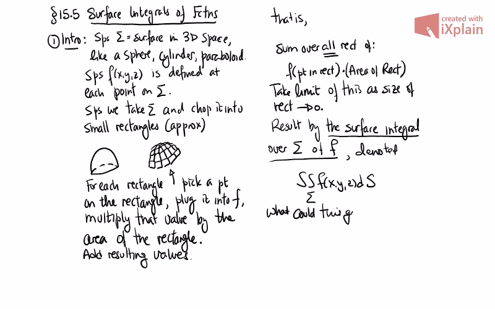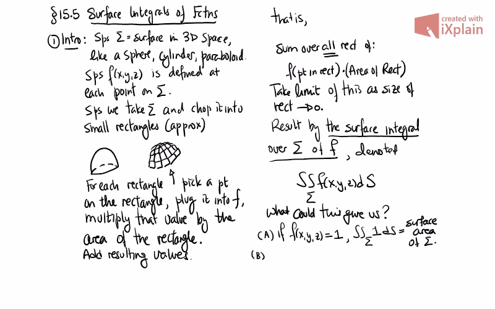I'll give you two possible examples. If the function is 1, think about what happens. We take f at a point in the rectangle, that gives us 1. We multiply it by the area of the rectangle, that gives us the area of the rectangle. Then we take the limit as the size of the rectangles goes to 0, so we have smaller and smaller rectangles, but more of them. The eventual result is the surface area of sigma. So if f is 1, then dS is the surface area of sigma.